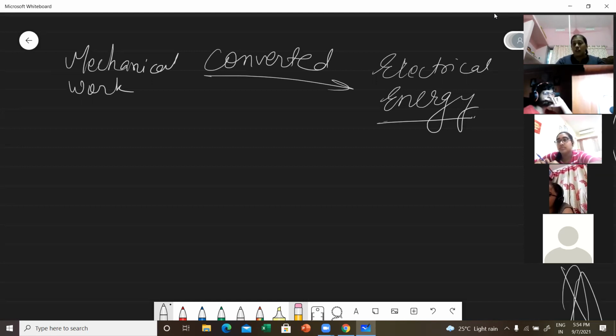To switch on the generator, what are we using? We are pulling the belt so that the generator starts. That is my mechanical work.